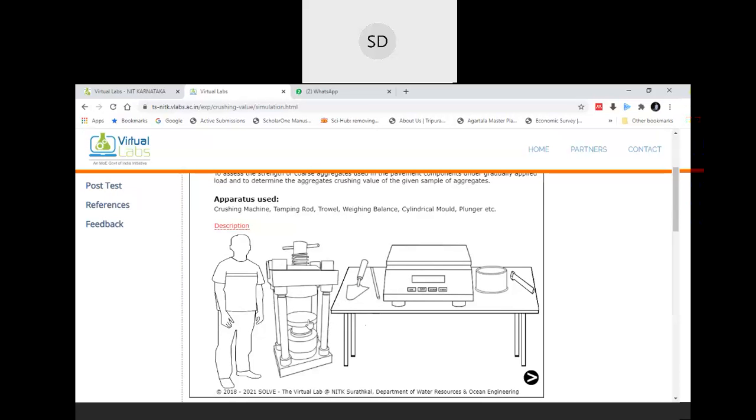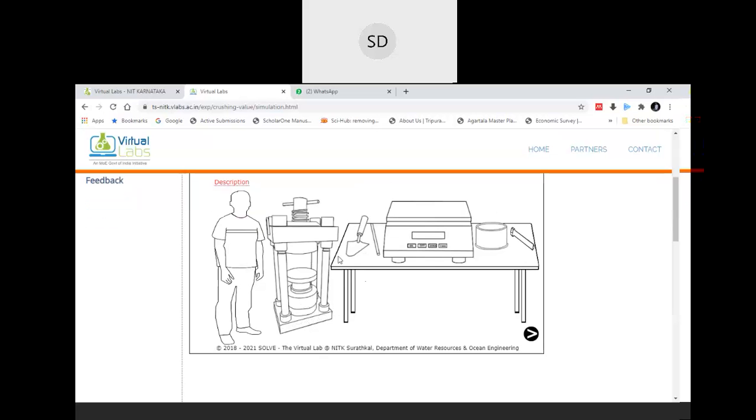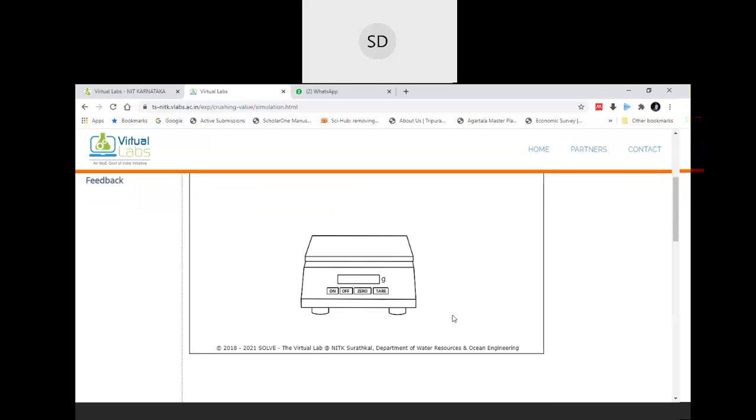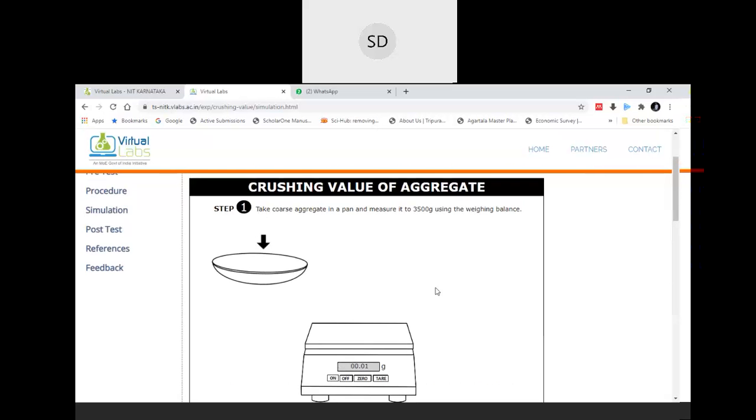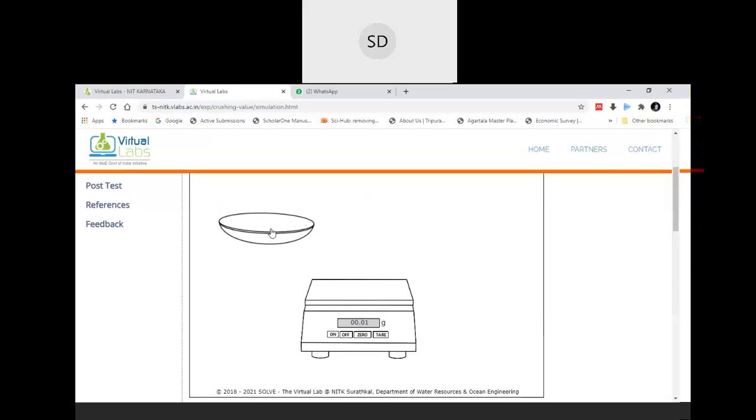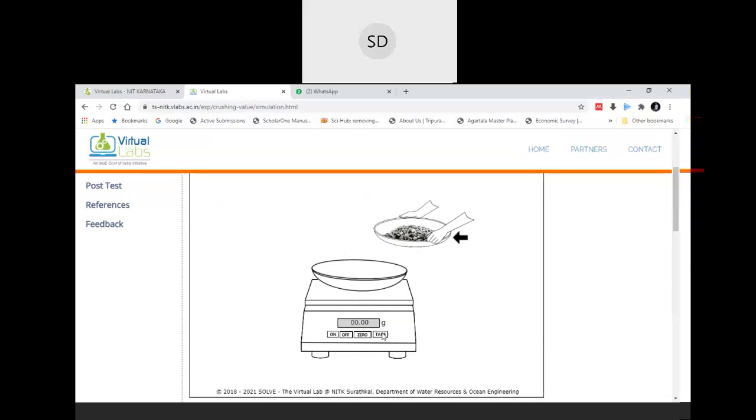This is the same apparatus through which you will check your concrete compressive strength. It is the same test assembly through which you will check your crushing value. First, turn on your weighing machine and weigh the aggregate. Place a container there and tare it. Then place the aggregate and take about 3.5 kg of the aggregate.